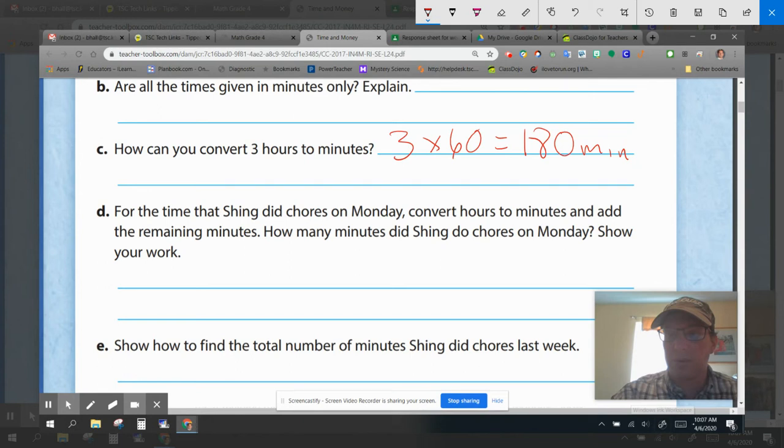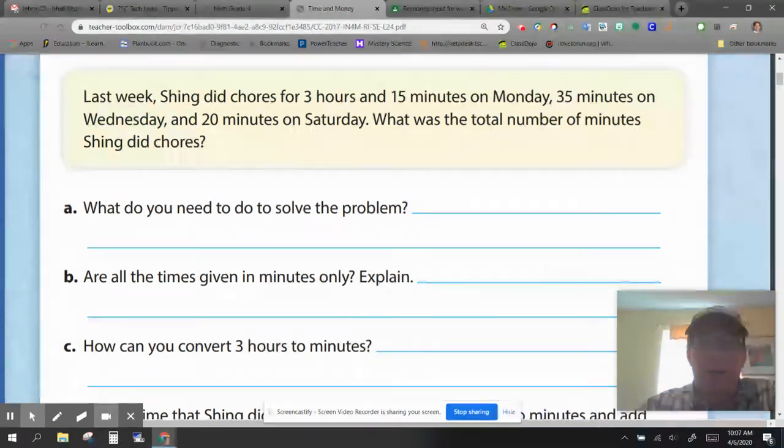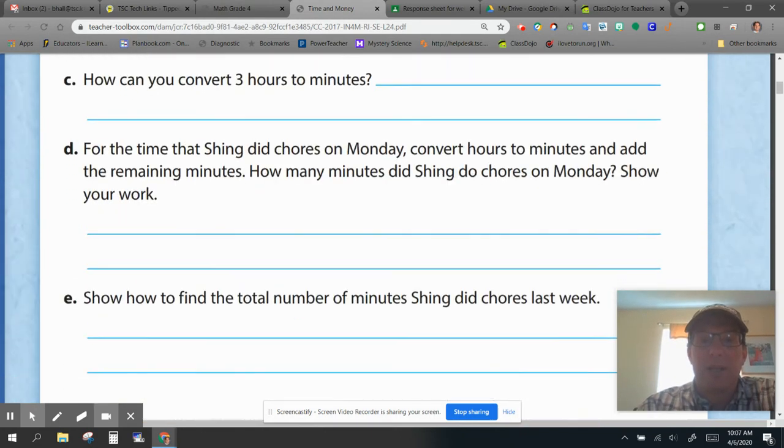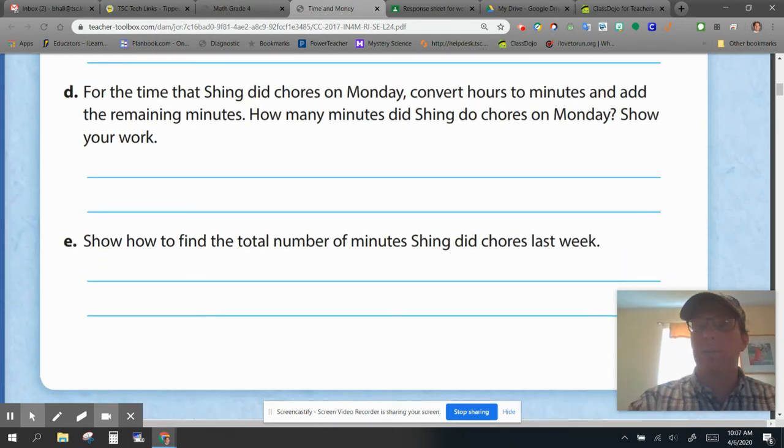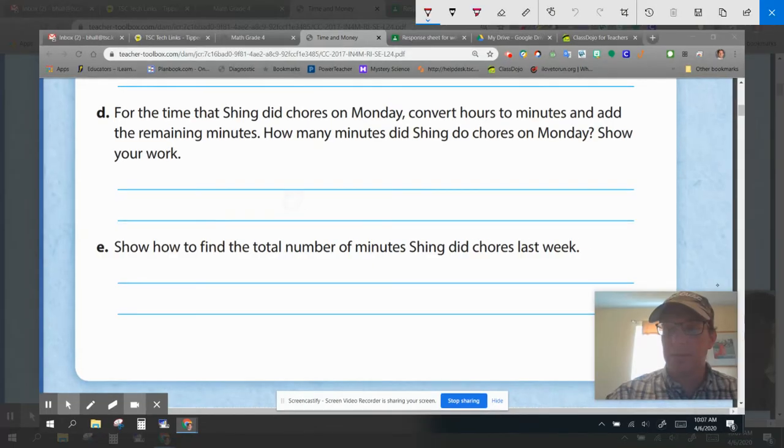So there's the hours, and I need to find out. It was 3 hours 15 minutes. So we have 180. So Monday is 180 plus 15. 180 plus 15, and that equals 195 minutes on Monday. Now we need to add up all the days. So we have Monday 195.